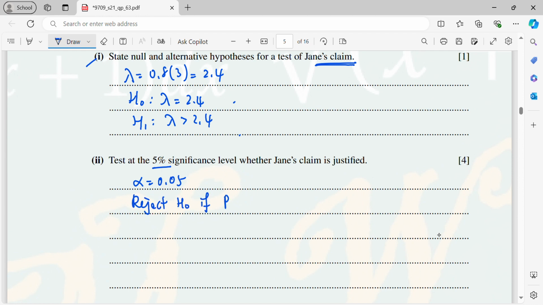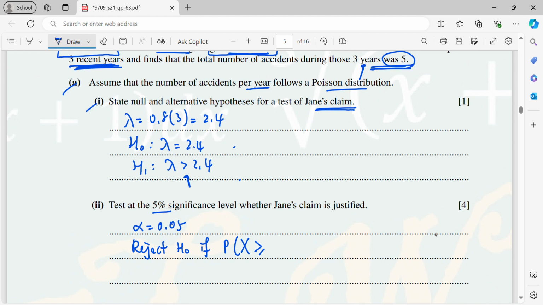if probability of X. Now look at the H1, because this is greater than, right? Therefore, it's upper tail. Here, it will be greater than or equal to. Now, it's mentioned that it was 5. Therefore, P(X greater than or equal to 5) is less than 0.05. That is the rejection criteria.